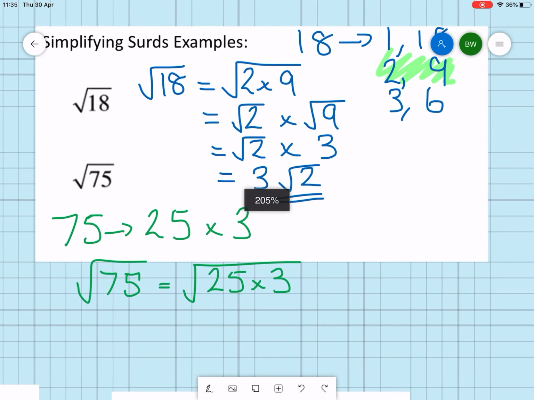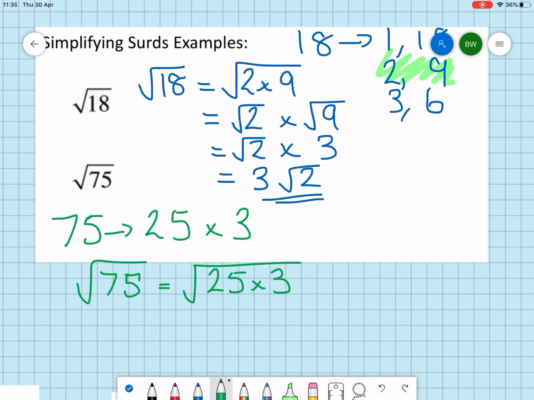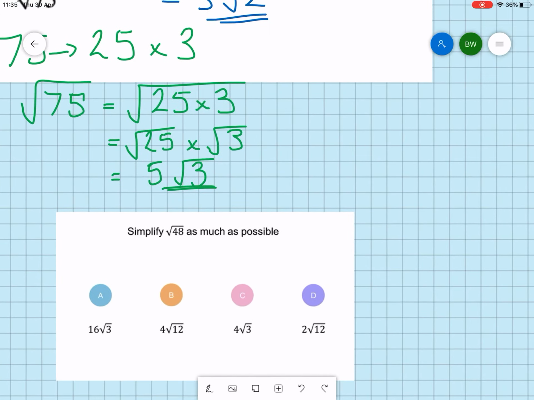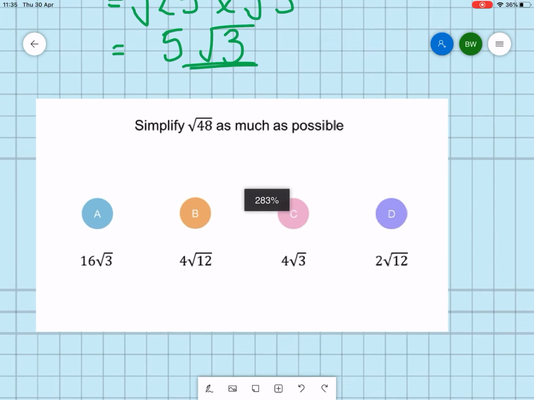Now let's have a look at that. If I split it into 2, I've got root 25 times root 3. We know that the square root of 25 is 5, so I can write that as 5 root 3, my final answer there. Okay, use those examples to answer this question here. So pause the video now and answer this question.